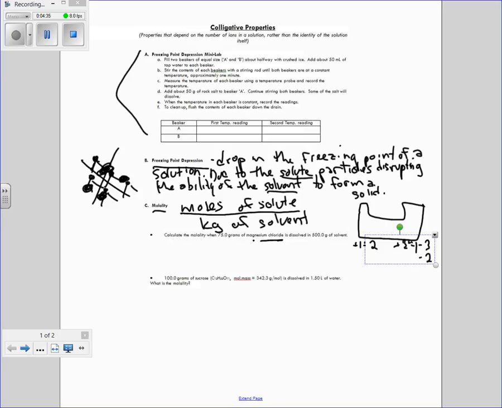So get a periodic table in front of your face, either by finding one on the desk or by opening one in another tab. If you find magnesium chloride, magnesium is an alkaline earth metal, which means it's going to have a +2 charge.